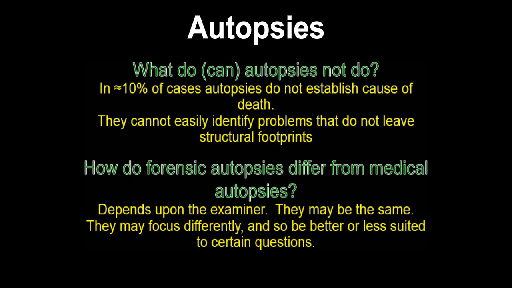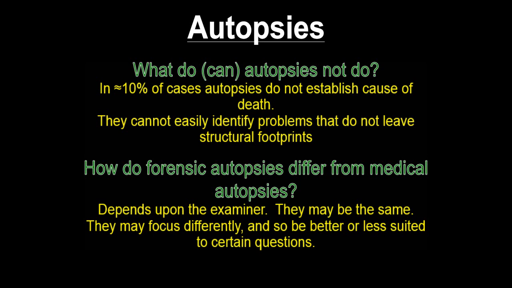What can autopsies not do? In about 10% of cases, autopsies do not establish the cause of death. Why is that? It's because an autopsy can only identify disease processes that leave some sort of structural footprint. I'll give you an example of one that does. A heart attack. Somebody has a heart attack, heart muscle dies. Within a day or so of the heart attack, you can see clear anatomic structural changes in the heart muscle. It's very straightforward, and a good pathologist will have no difficulty identifying it.